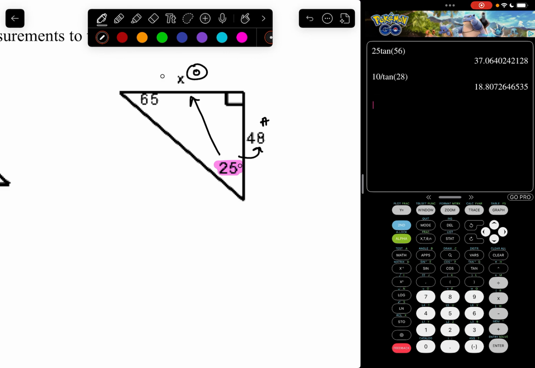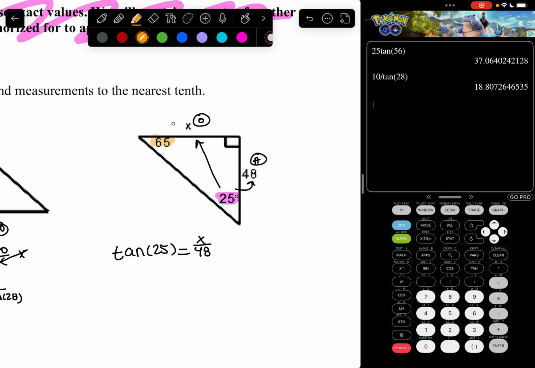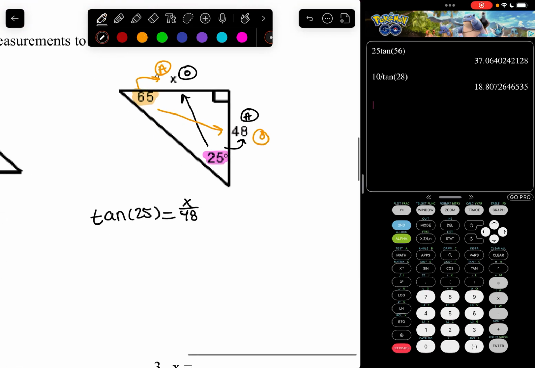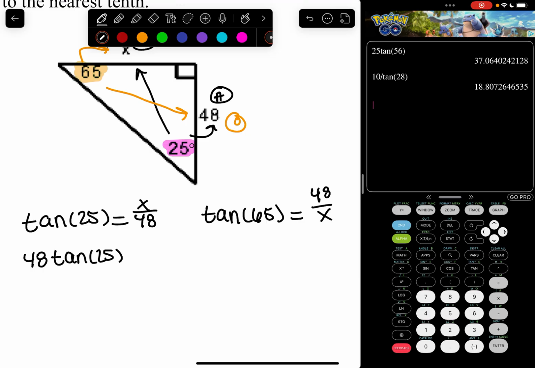So this is opposite, this is adjacent. So we can say the tangent of 25 equals x over 48. The other option we have, I'll do this in yellow. This one is now my opposite, and this one is now my adjacent, okay? So my other option would be the tangent of 65 equals 48 over x. This one will become 48 tangent of 25. And this one will become 48 divided by the tangent of 65.